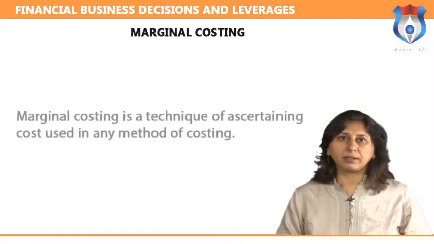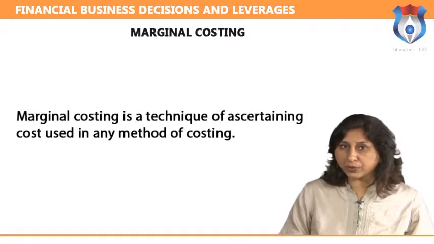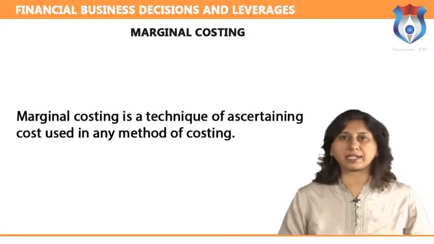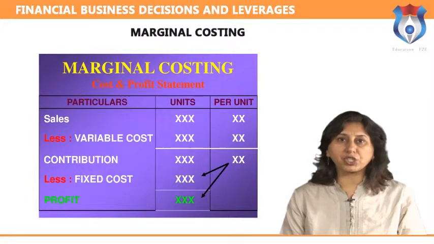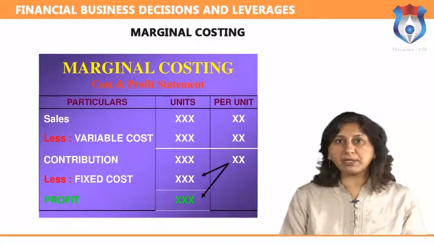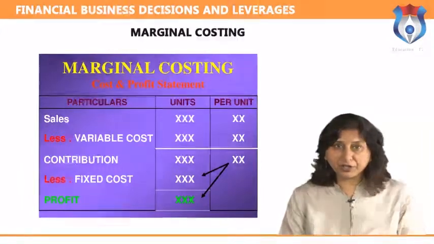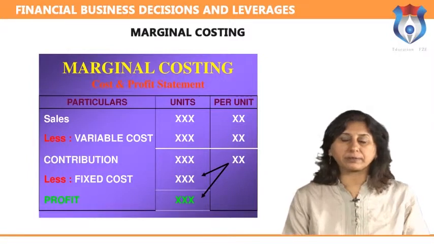Marginal costing. Marginal costing is a technique of ascertaining cost used in any method of costing. According to this technique, variable costs are charged to cost units and the fixed cost attributable to the relevant period is written off in full against the contribution for that period.